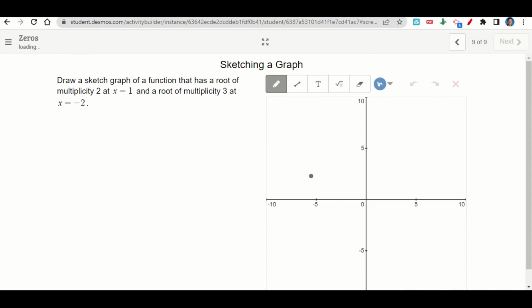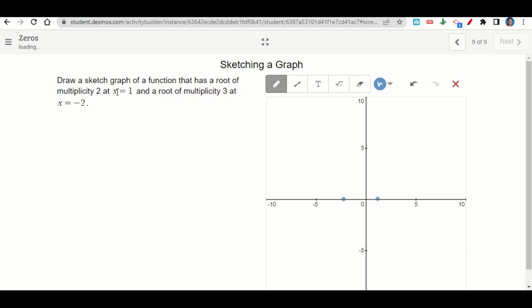And then at the end now, we're going to graph a function. And we're just going to sketch a graph. It doesn't have to be perfect. It says that we're going to sketch a graph with multiplicity of 2 at x equals 1. So I'm going to go here to x equals 1. I'm just going to put a dot there because I know that's going to be an x-intercept. And then a root of multiplicity 3 at x equals negative 2. So there's going to be one here at negative 2 as well. So those are my two x-intercepts.